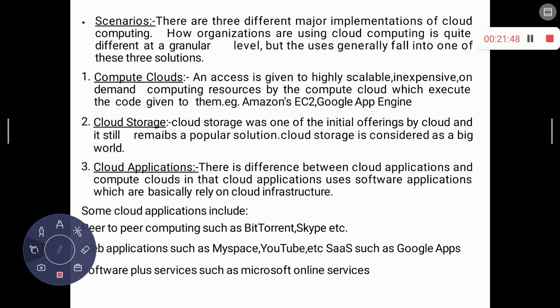Right? So cloud storage, cloud applications. There is a difference between cloud applications and compute clouds, in that cloud applications use software applications which basically rely on cloud infrastructure. Now this topic is already covered in Salesforce.com. Salesforce cloud provides a platform in terms of Apex, where we write Apex code and build platform application software. We can build software in Salesforce cloud.